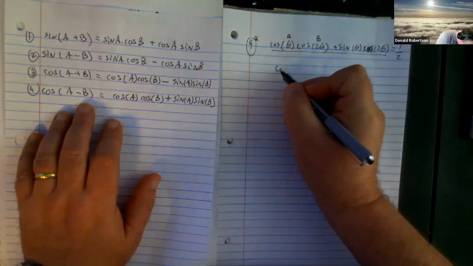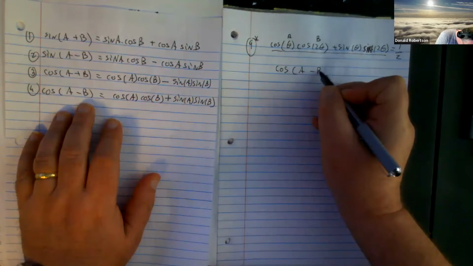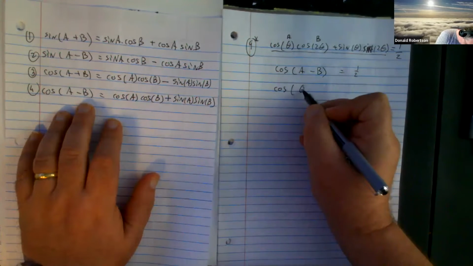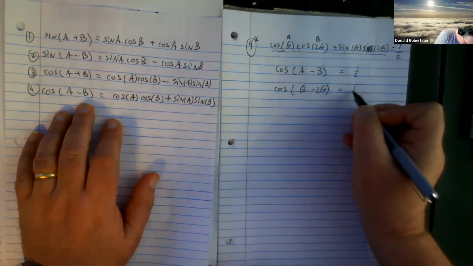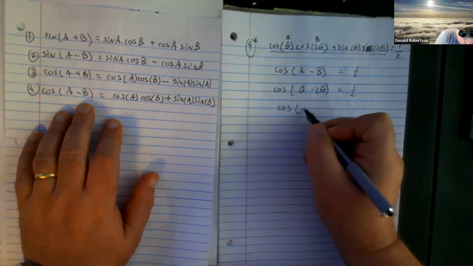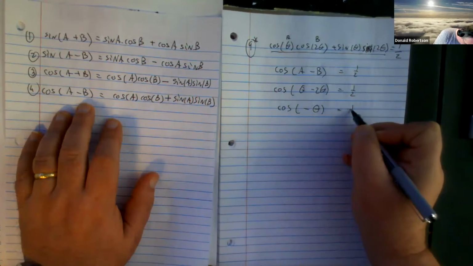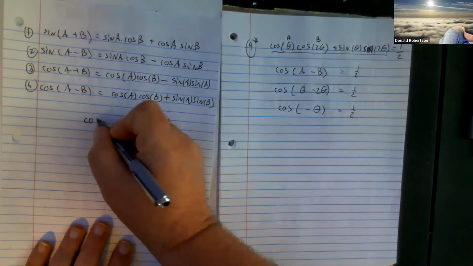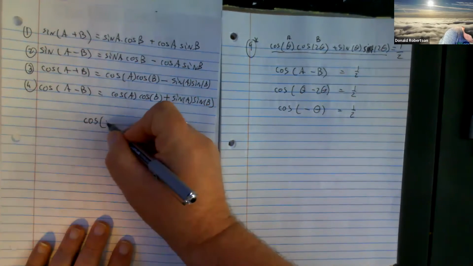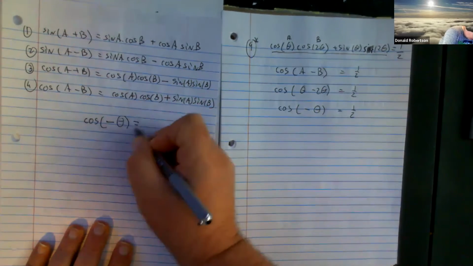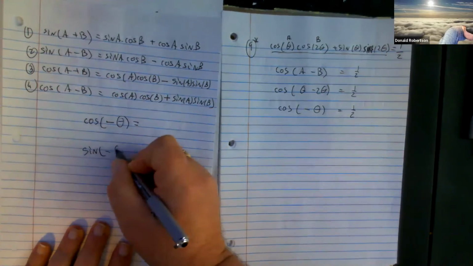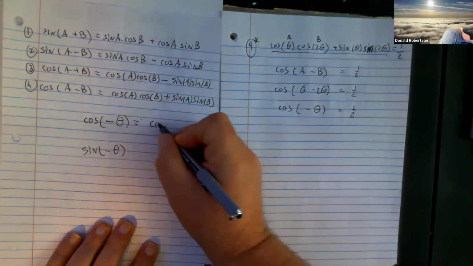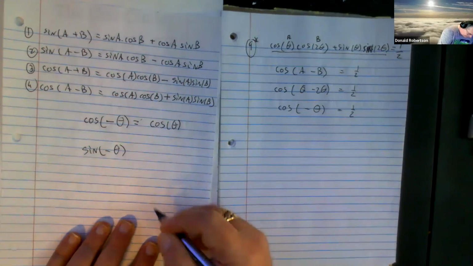So that means this is the cosine of A take away B equals 1/2. Now this has got a little kink in the tail because we're going to end up with the cosine of negative theta. We don't like negative angles in trig anytime. There are two little properties that are helpful. The cosine of negative theta is the same value as just the cosine of theta.